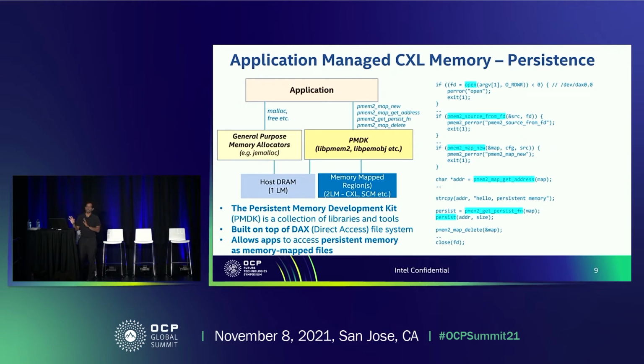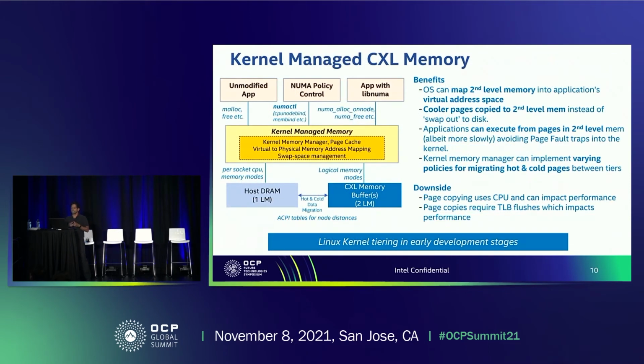So that's the PMDK. So 3 different ways: basic mmap, memkind using a user extensible heap manager, and the third one is persistence through PMDK. So those are the 3 different options available, and of course you can write your own on top of that, right? So let's take a look at the kernel managed CXL memory.